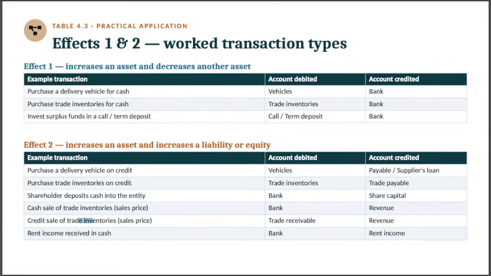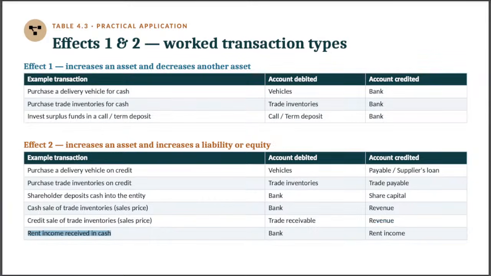And the credit sale of trade inventories at the sales price. Same thing, trade receivables is the account debited because we have a credit sale of trade inventories. We did a credit sale, and the amount credited is revenue. So again, that revenue has been increased there. This is like income, right?